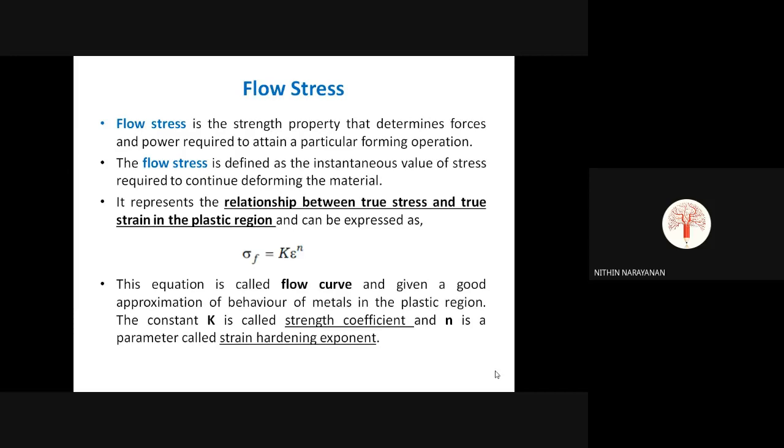See, in the elastic region, Hooke's law, right? Hooke's law is valid till the elastic limit. That is sigma is equal to E into epsilon.